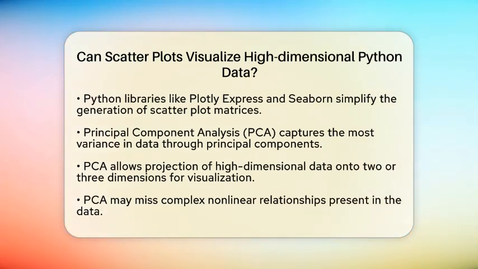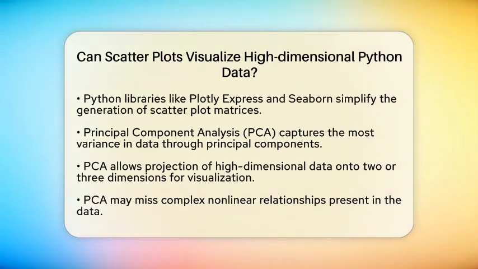Another popular technique is principal component analysis, often referred to as PCA. This method identifies the directions, known as principal components, that capture the most variance in your data. By projecting your high-dimensional data onto the top 2 or 3 principal components, you can create a scatter plot that shows the main patterns. While PCA preserves the overall structure, it may overlook complex nonlinear relationships.